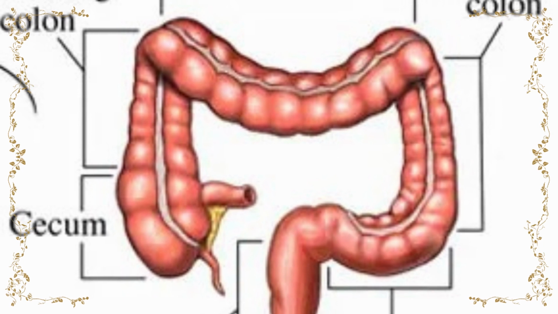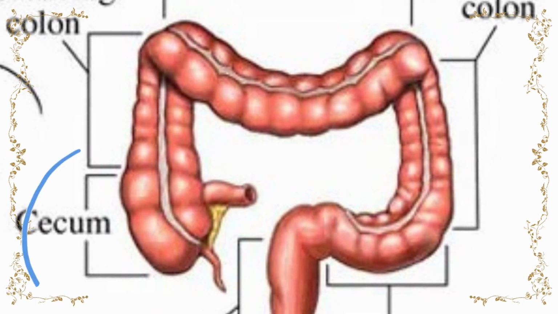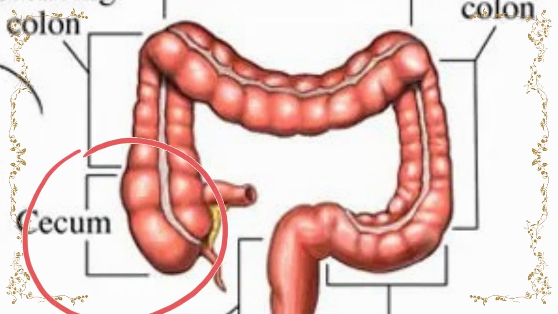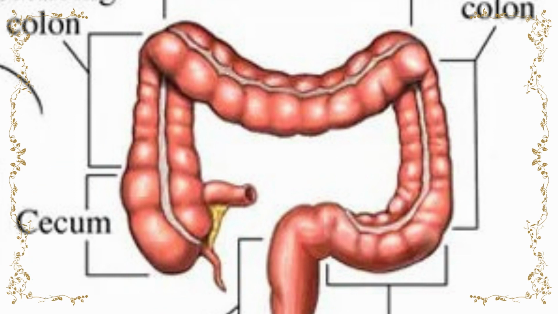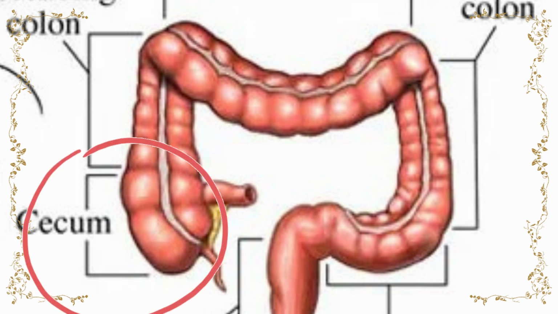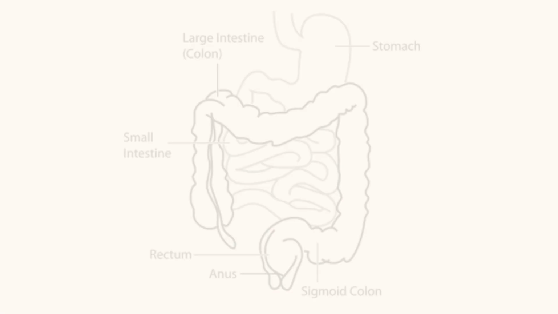Cecum is a blind sac, as you can see here. This portion is a blind sac that projects from the large intestine between ileum and colon. What is ileum? Ileum is the last portion of the small intestine. Small intestine ends and large intestine starts from that. From the ileum a blind sac or blind pouch arises, that is called cecum.